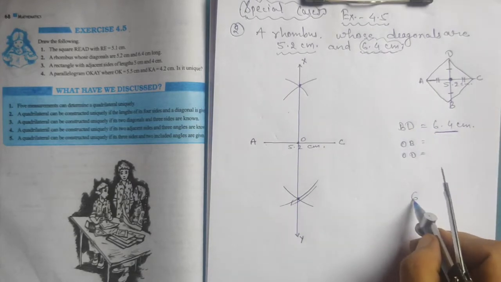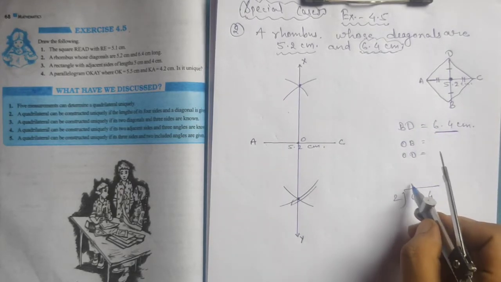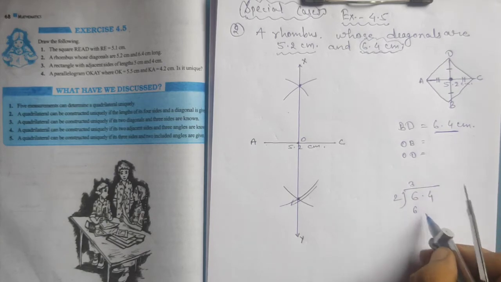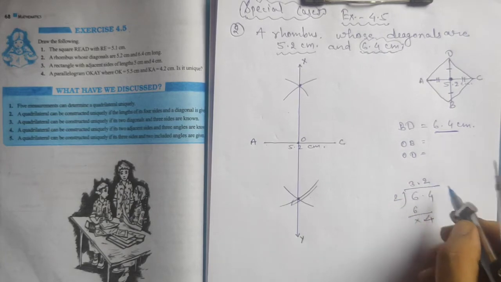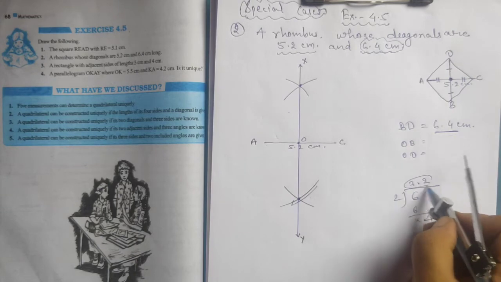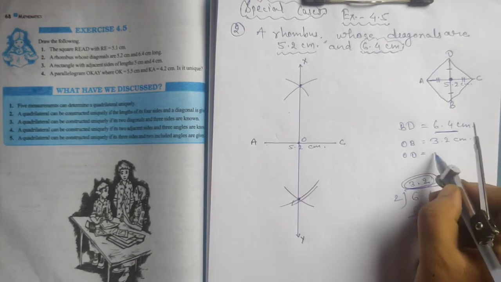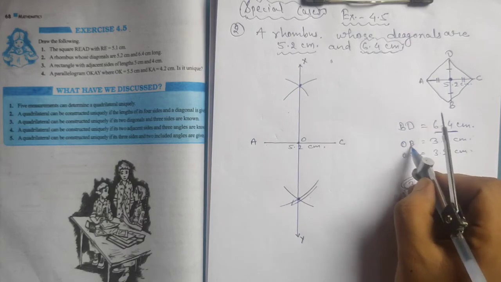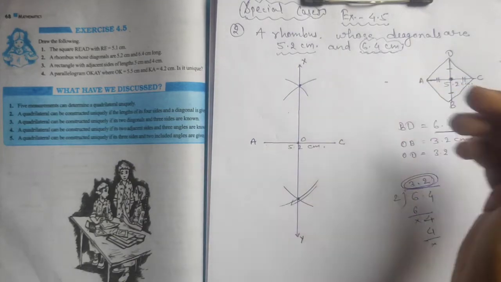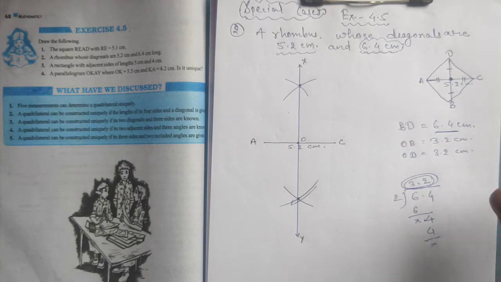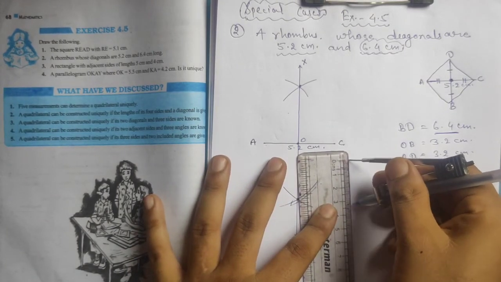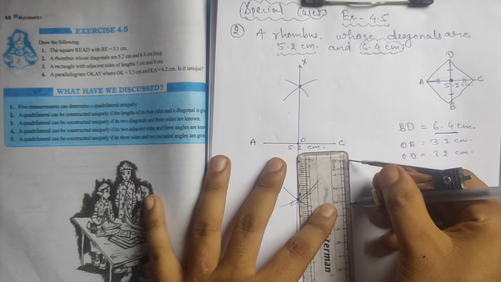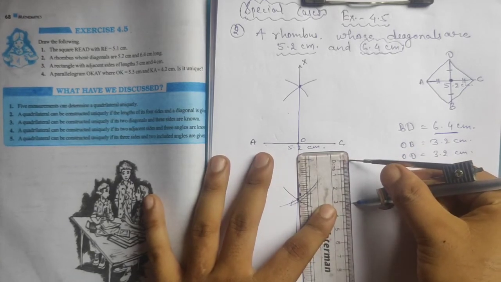So take half of it, that means 6.4 divided by 2. 6 divided by 2 is 3, then put the decimal and 2 2s are 4. So 3.2 is the measurement of both the bisected lines OD and OB. Okay, now we have to make a measurement of 3.2 centimeter with the help of a scale. See carefully, is this 3.2 centimeter or not? Yes, 3.2 centimeter is there now.